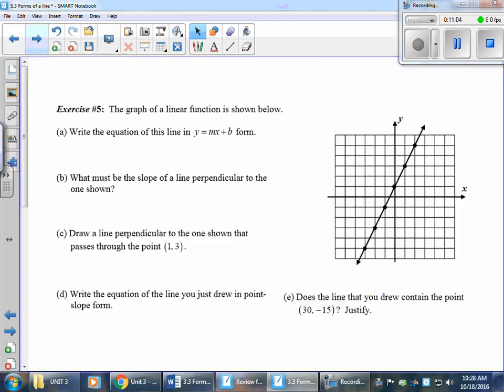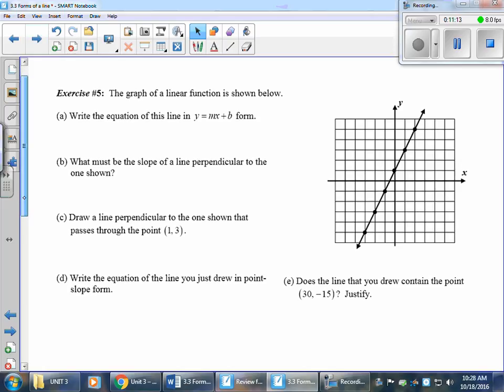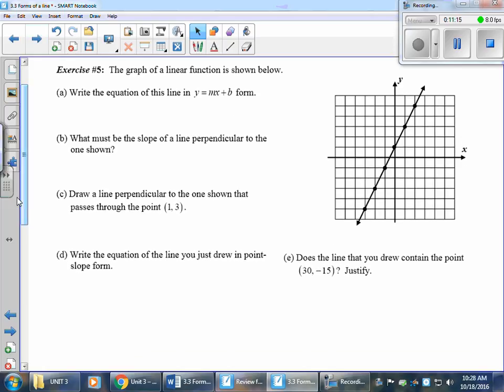Okay, exercise 5. Our last exercise. Again, remember, we keep looking at equations, tables, and graphs. So here's a graph situation for our lesson today. The graph of a linear function is shown below. Write the equation of this line in y equals mx plus b form.